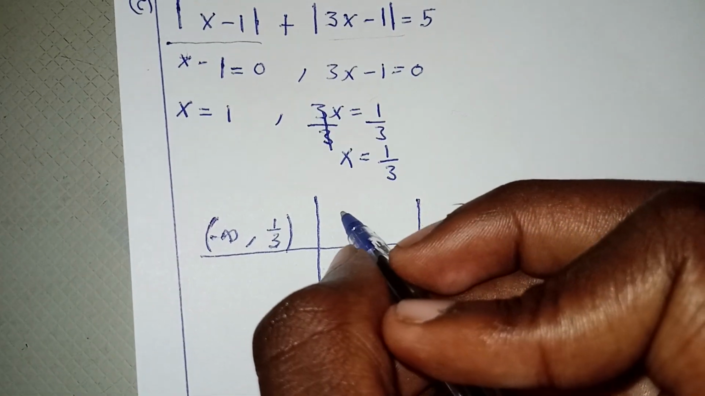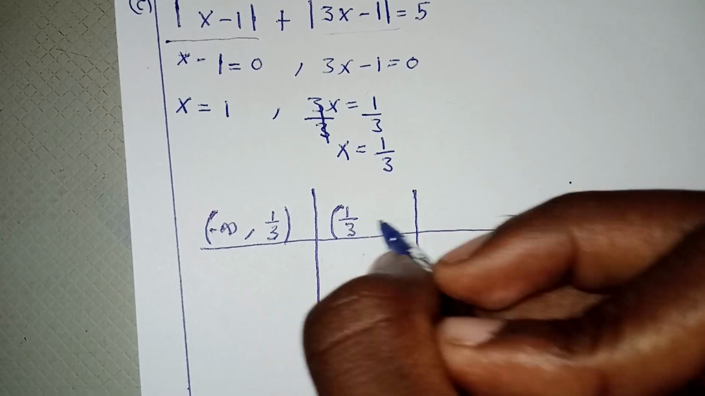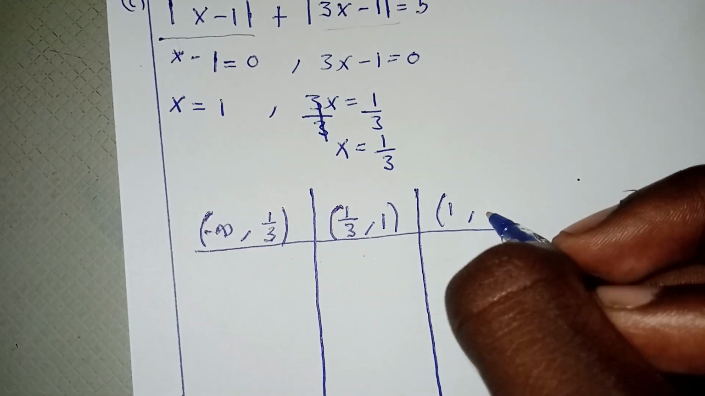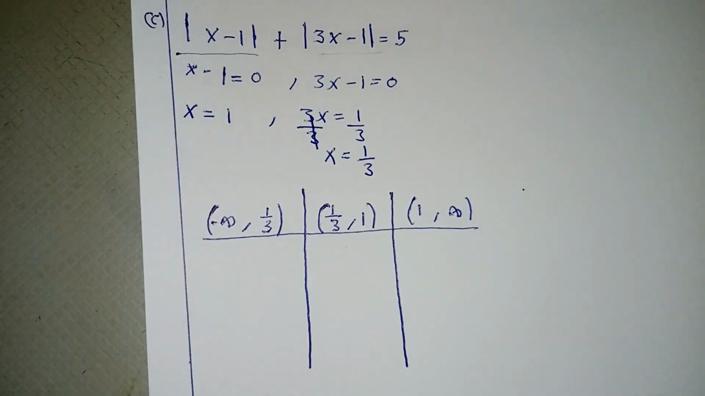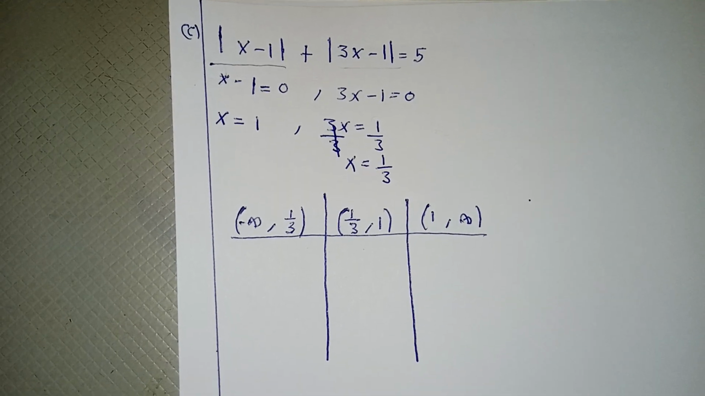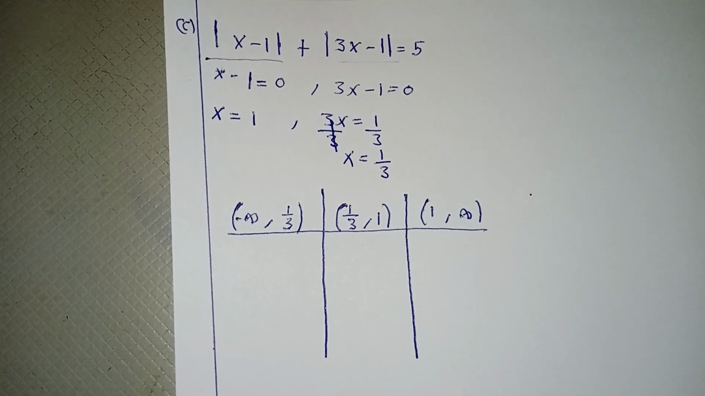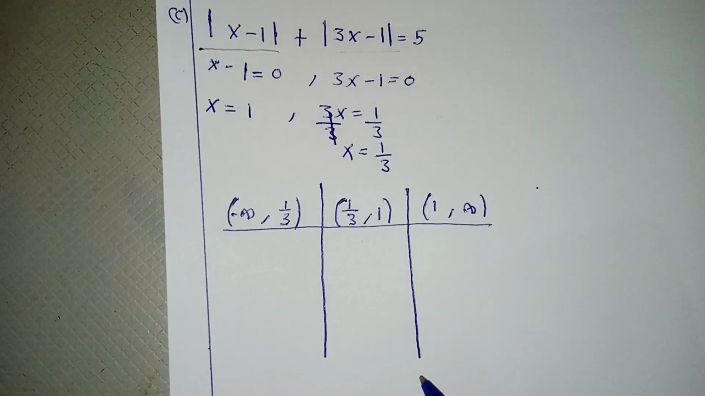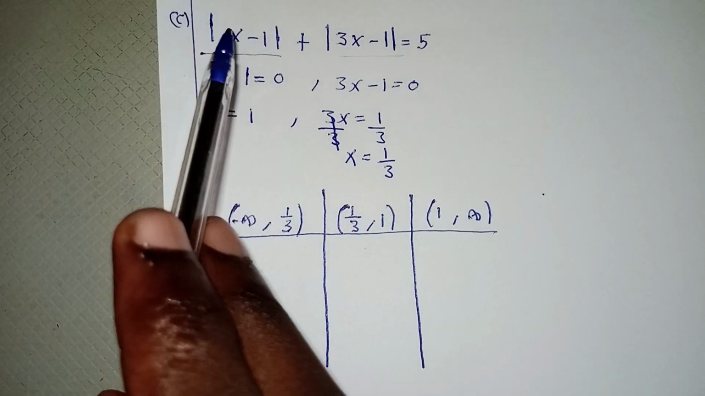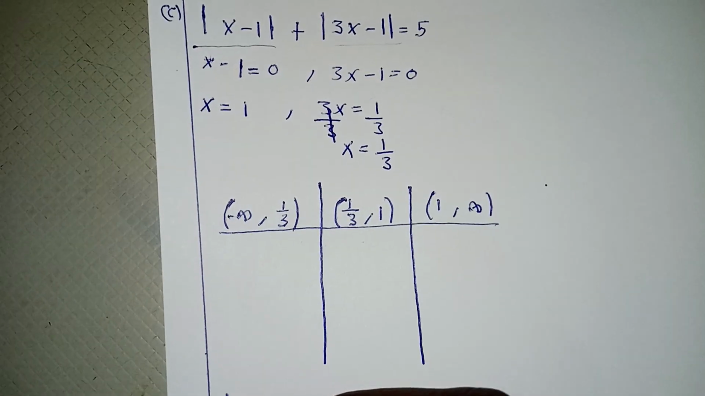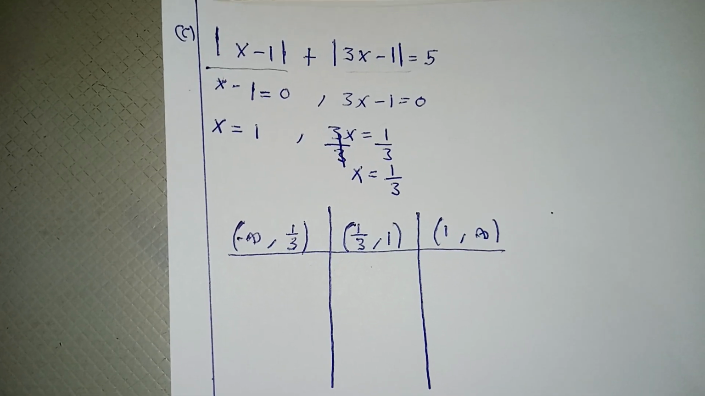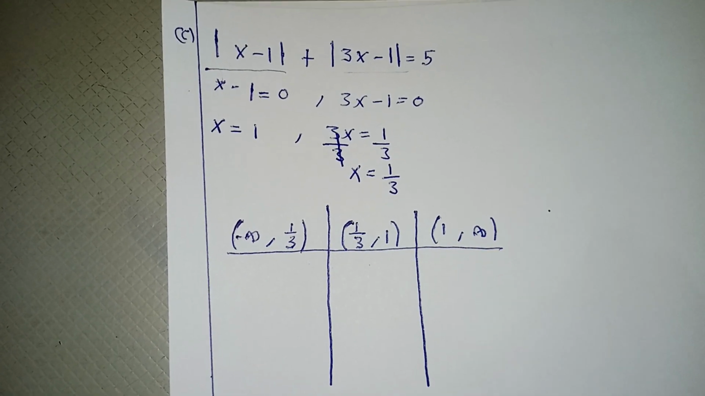Then another interval is going to come up from 1 over 3, some point 1. The other one is going to come up from 1 to positive infinity, like this. Now from here, we can come up with some values after testing. So now you have this equation, you can draw it down there so that you use it for testing. You have to be very careful while testing because you may make a mistake.